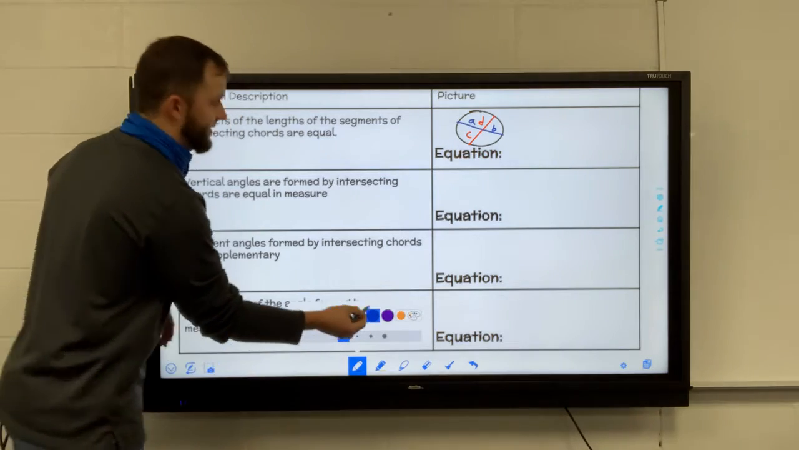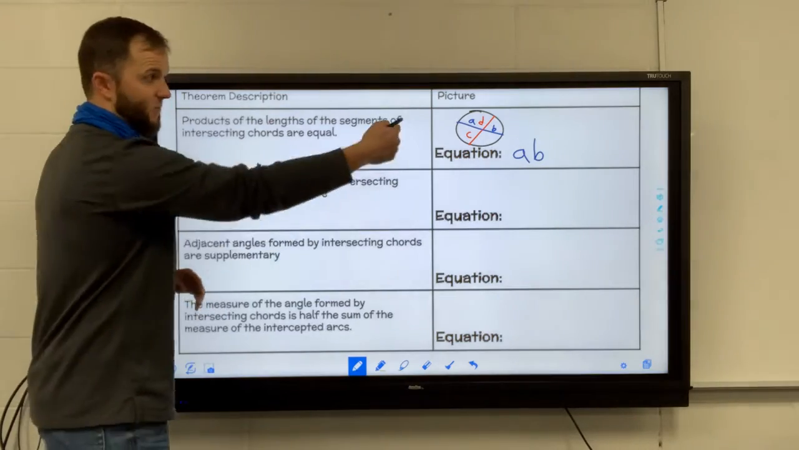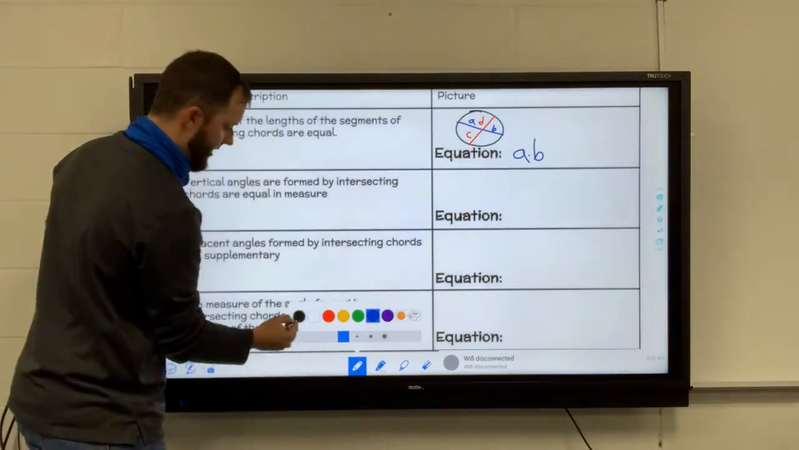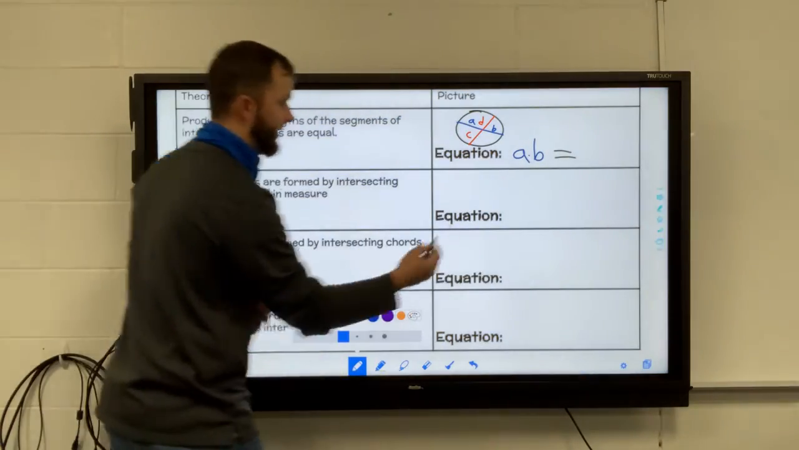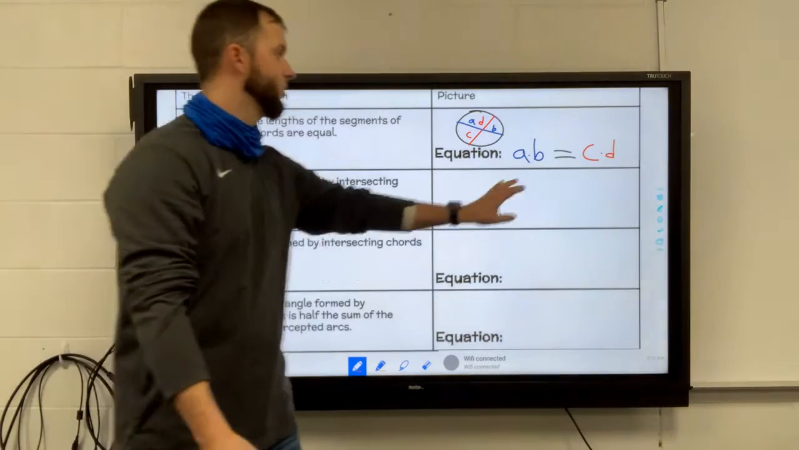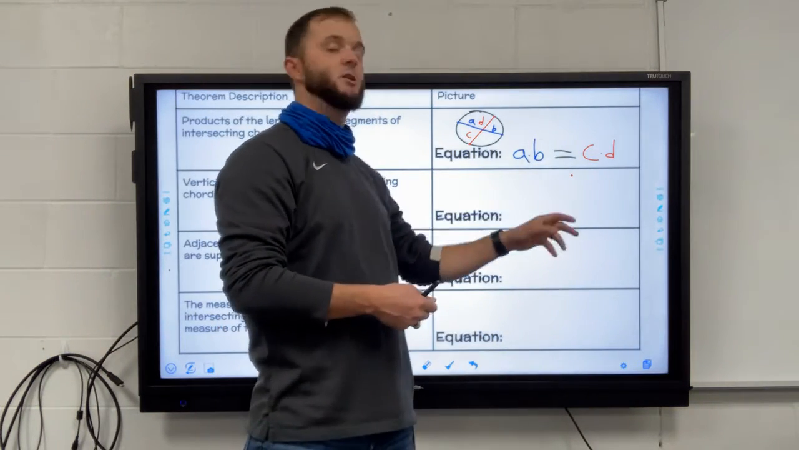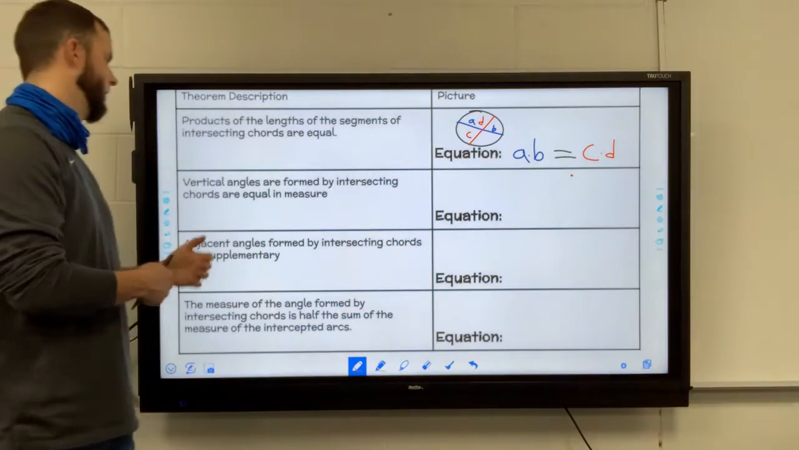So if I was to write this out, I would take A and B and multiply them together, that's why they're next to each other. I'm going to put a multiply in between those. And then that's going to be equal to C times D. So I'm going to take C and multiply times D, and those are going to be equal to each other. So I'm going to end up creating an equation. I can solve a missing side by using this. All right, let's look at the next one.